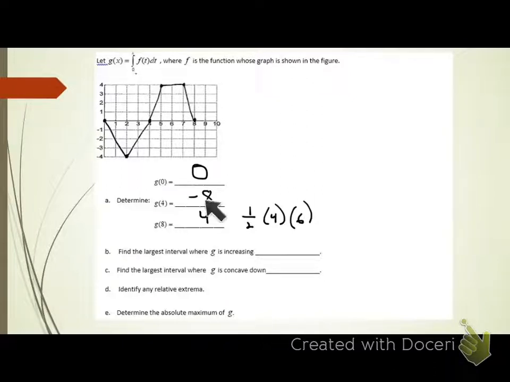Okay, here we go. I said in the beginning, this is the graph of f. Think of f as your derivative. Find the largest interval where g is increasing. So this is the derivative of g. Okay? My function is increasing when the derivative's values are positive. Where is it positive? It's increasing from 4 to 8. Let's write that in.